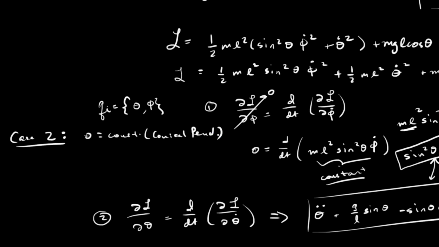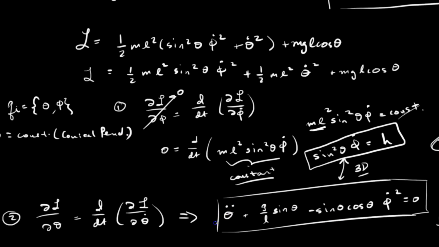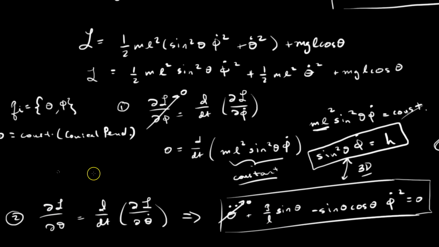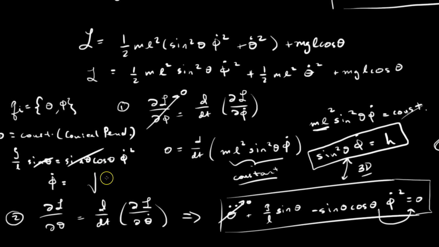So if theta is a constant, let's look back at this equation. This is going to be 0, and that's it. So what do we have? We're just left with g over L sine theta equals, I'm going to bring this to the other side, sine theta cosine theta phi dot squared. Sine theta cancels out, and then we solve for phi dot. Phi dot is just radical g over L secant theta.